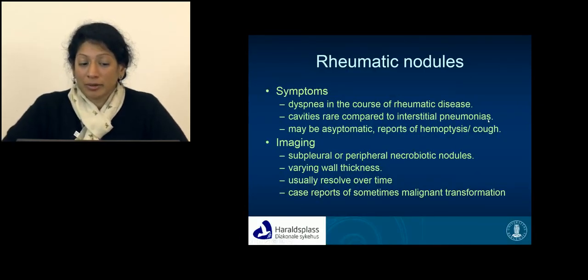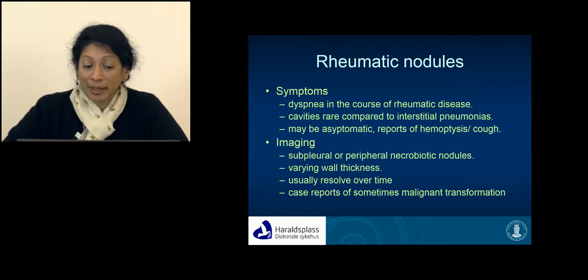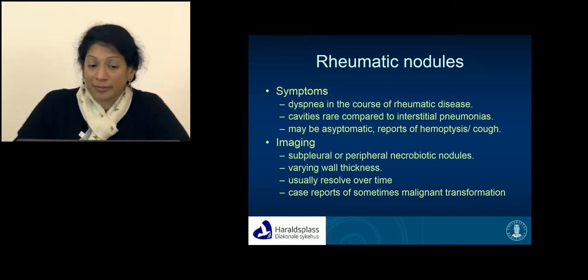Rheumatic nodules are relatively rare compared to interstitial pneumonias. They present with symptoms of dyspnea in the course of rheumatic disease. They may be asymptomatic, and there are reports of hemoptysis and cough. The imaging shows subpleural or peripheral necrobiotic nodules. There is varying wall thickness, and this usually resolves over time, although there have been some case reports of malignant transformation, but this is very rare.